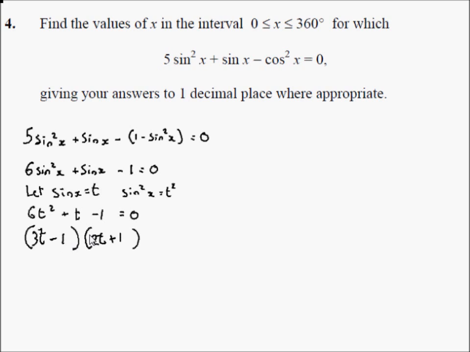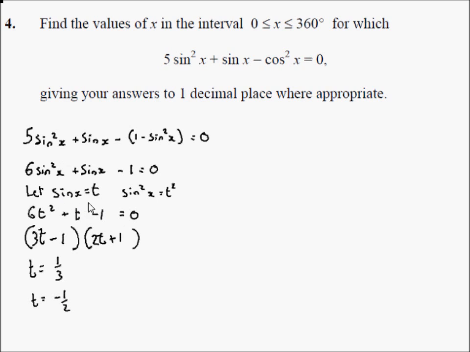Sorry, I haven't done this before, so I am a bit slow. I'm just doing this example off memory. Right. That means then you've got your answers. You've got t equal to a third, or t is equal to minus a half.